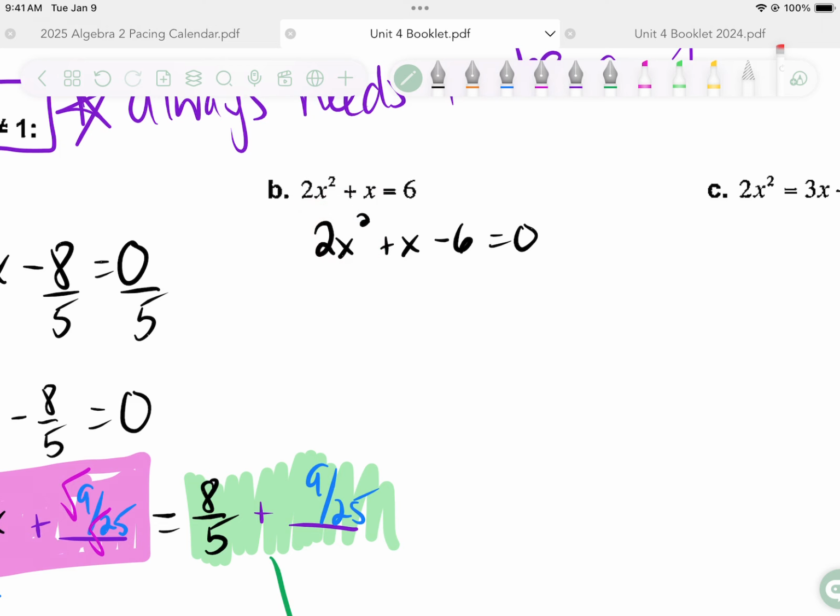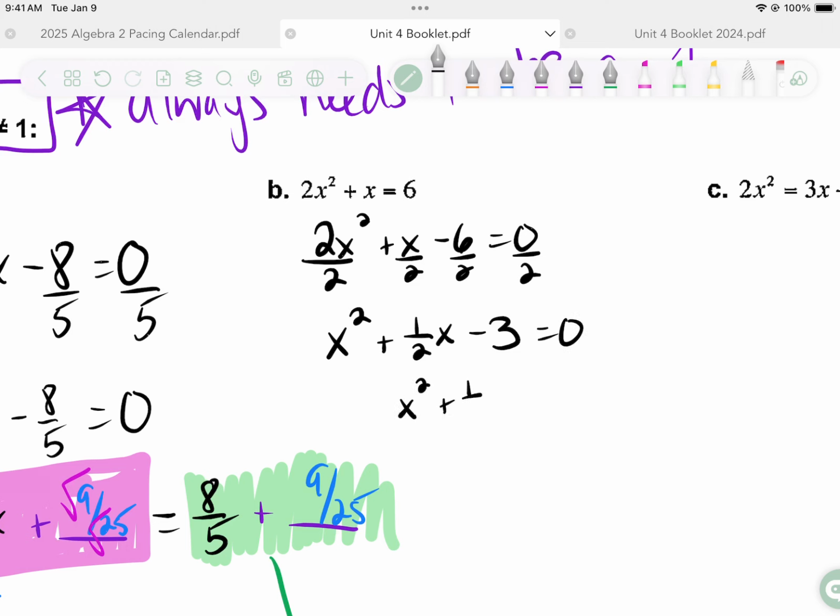No, 2 is not a perfect square, so I can just stop there. So I need to go ahead and get rid of that coefficient of a 2 there, so just divide everything by 2. So we get x squared plus 1/2 x minus 3 equals 0. I'm going to go ahead and complete the square by moving that -3 to the other side. And then my goal is to find whatever that new term is that I have to add to both sides.